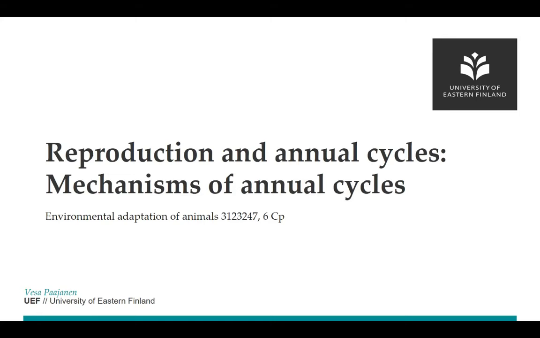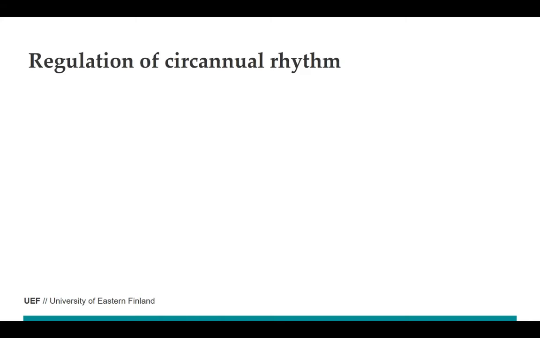Now in this latter video on the reproduction and annual cycle, we will go more into the detailed mechanisms of the annual cycle and how to tell the animals that, okay, now is the time for reproduction. So the regulation of the circannual rhythm might be related somehow to the circadian rhythm.